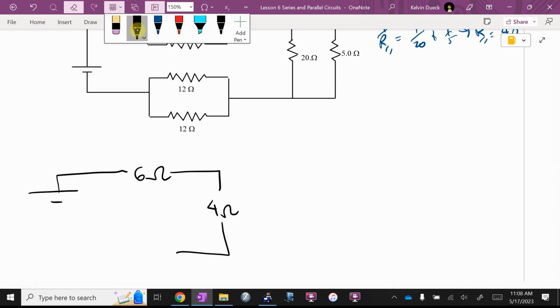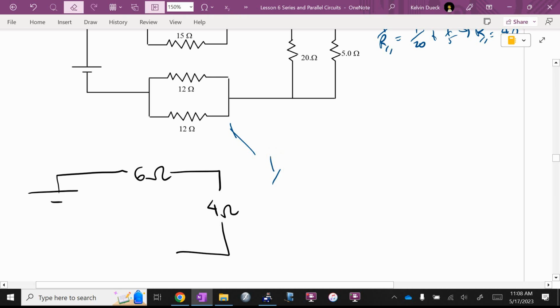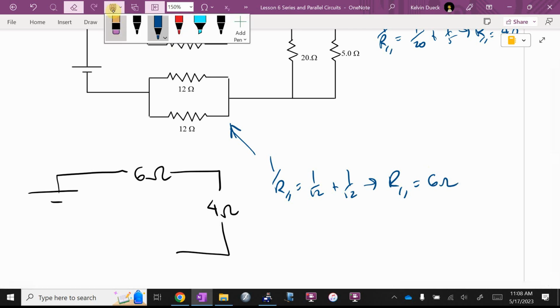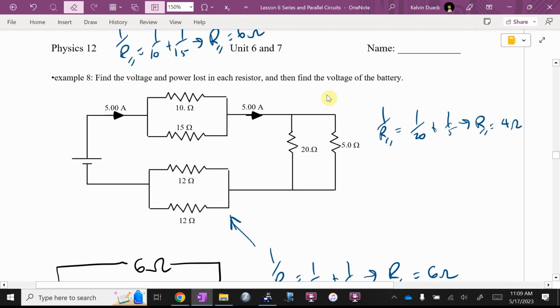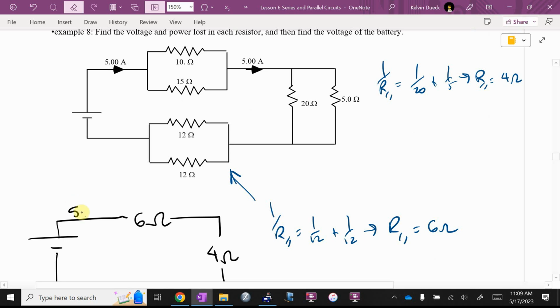What about the bottom ones here? 1 over R parallel is going to be 1 over 12 plus 1 over 12. What can I replace those two with? I can do that in my head. You get 2 over 12, 6, yes? Okay. Oh, they did tell me 5 amps. Yes? I got that right from there.